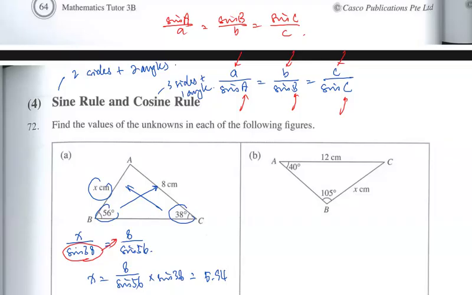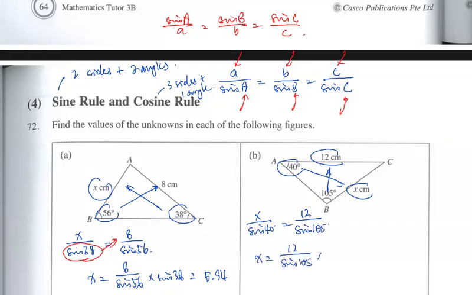Okay, another example. Same thing. See this x is facing 40 degrees. 12 is facing 105 degrees. So you form your equation, x over sine 40 equals 12 over sine 105. Get 7.99.